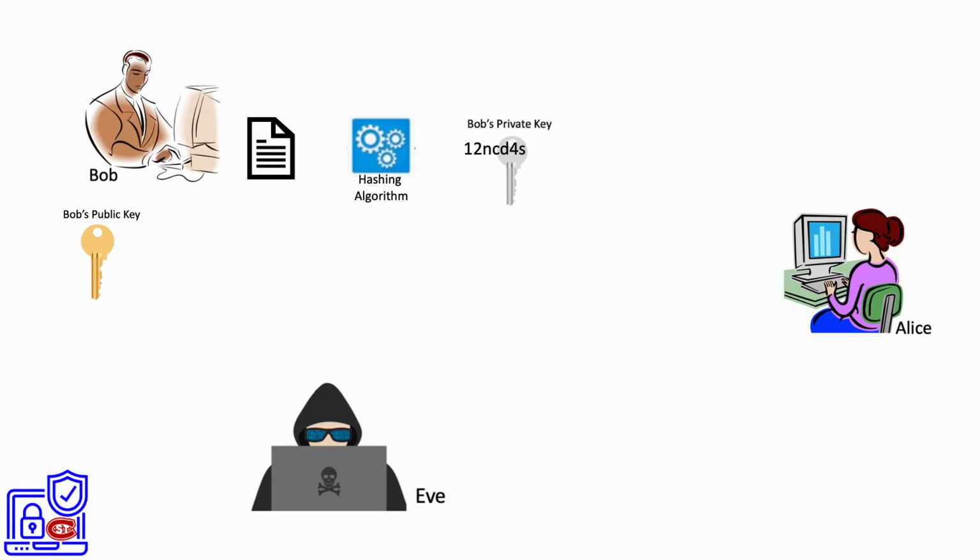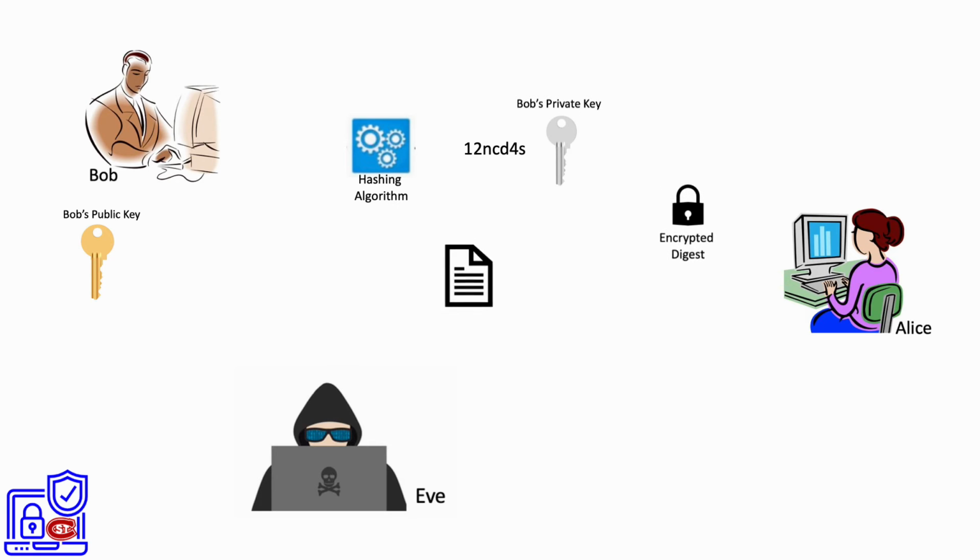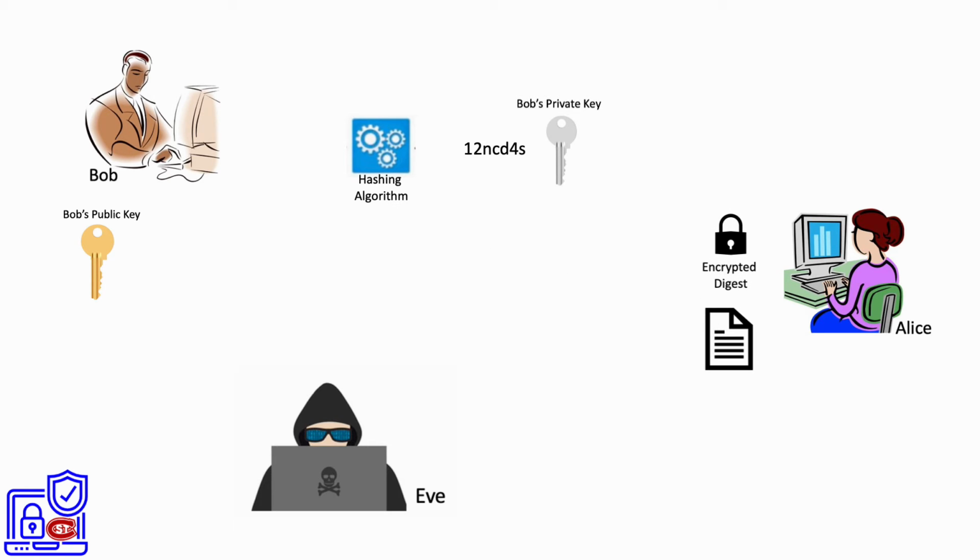Then, Bob would encrypt this digest using his private key. This encrypted digest is the digital signature of Bob for the message. Now, Bob sends both the message and his digital signature to Alice. When Alice receives them, she will do two things. First, she will decrypt Bob's digital signature using Bob's public key, then she will get the digest.